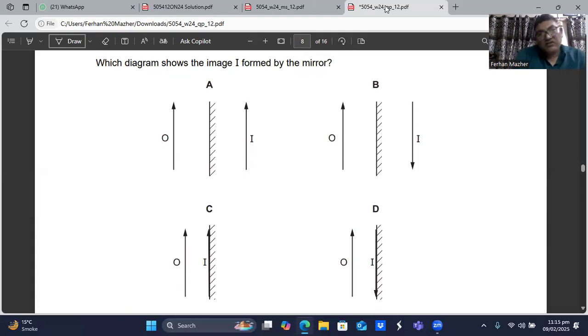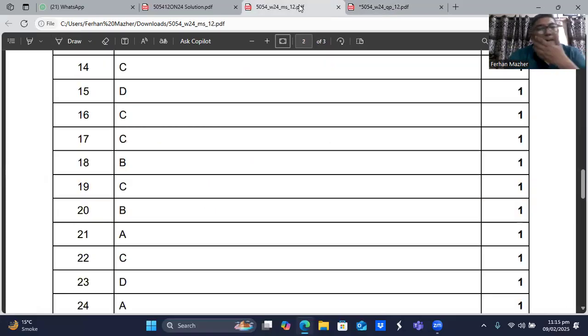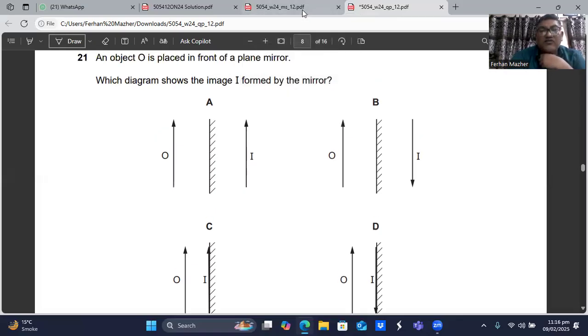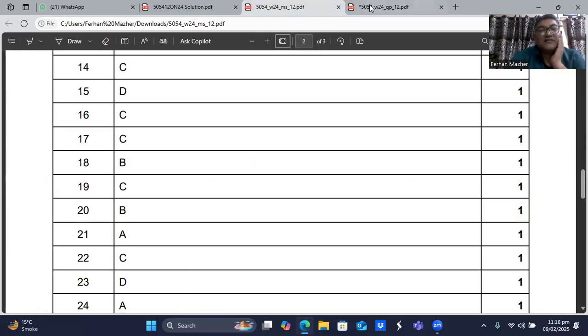Okay. So let's check. I think A looks the best answer, sir. Yes. Image of this point must be here. Image of this tail must be here. So I think A is the best option, sir. Question number 21, I think A is the choice, sir.